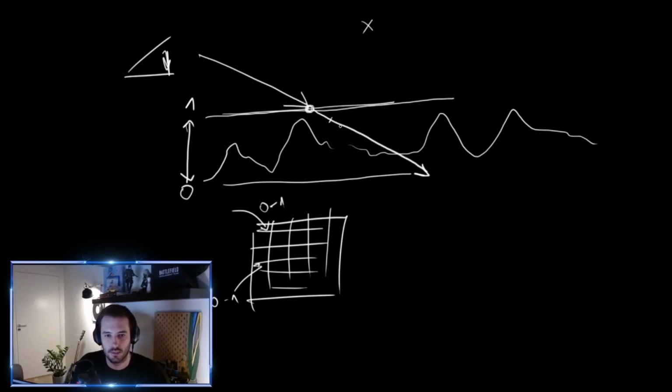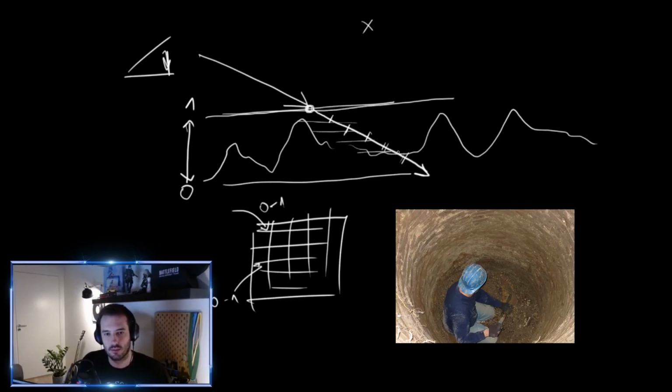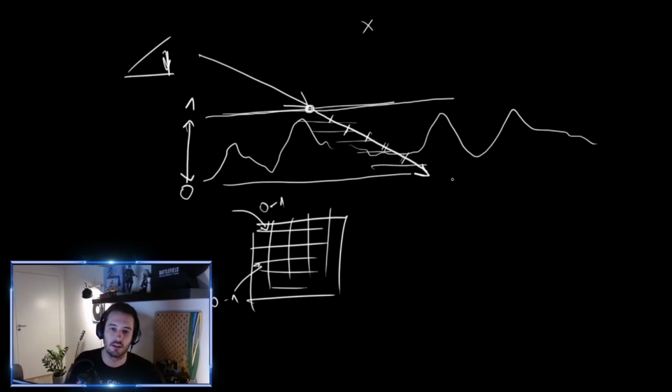So you will take one sample here, here, here, and they will be of the same distance. So you would take the direction and then create these sample spots. And also, you can imagine that you're kind of digging through layers of terrain here.